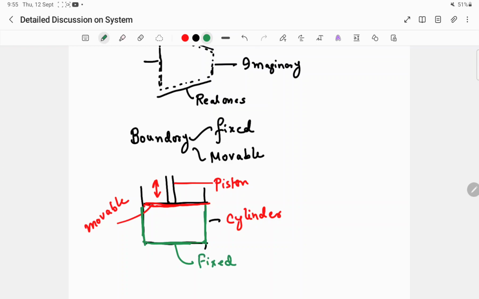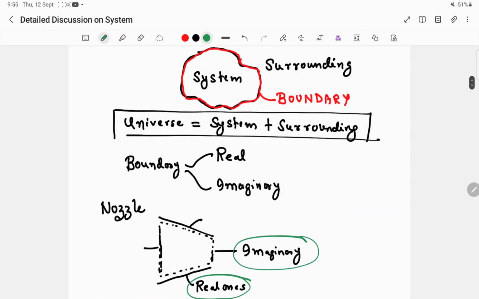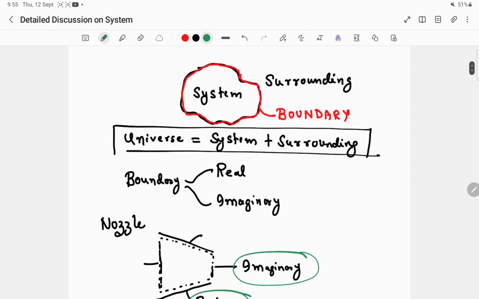I hope you are getting the point. So the fixed ones are the boundary shown by the cylinder, and the boundary constructed by the piston is the movable one. So your boundary can be fixed or movable, real or imaginary. Boundary is what separates the system from the surrounding. And what is surrounding? Anything external to system. Anything external to system is surrounding.